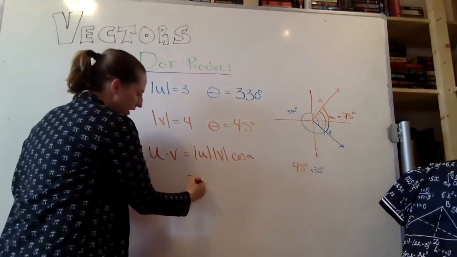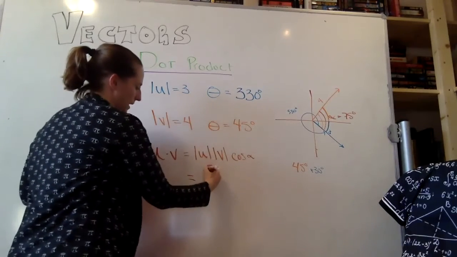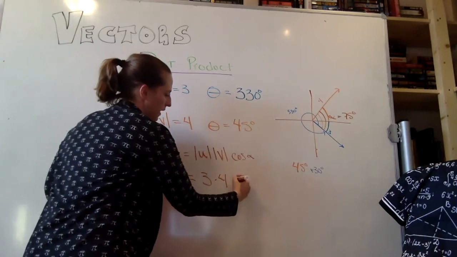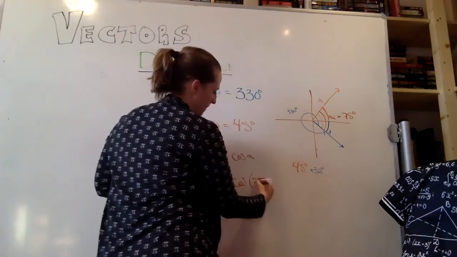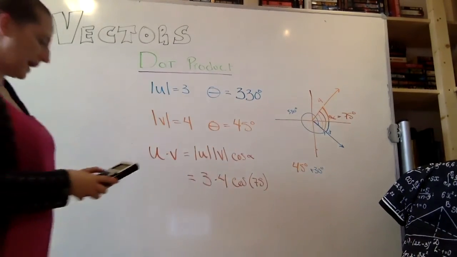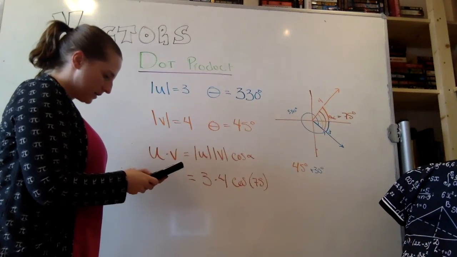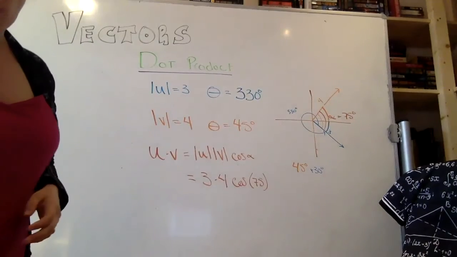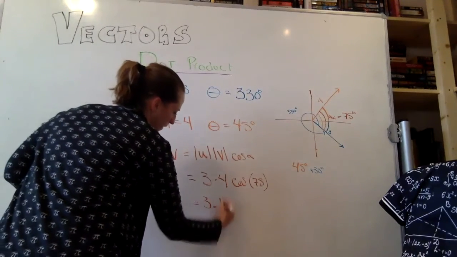So if I want to calculate U dot V using this method, well, my magnitude of U is 3. My magnitude of V is 4, and then I'll do cosine of the angle between them. The angle between them is 75, okay? I'm going to use my calculator and get a decimal approximation here. So I'll have 3 times 4 times cosine of 75, and that gives me approximately 3.1, okay? That tells me that my dot product is 3.1.